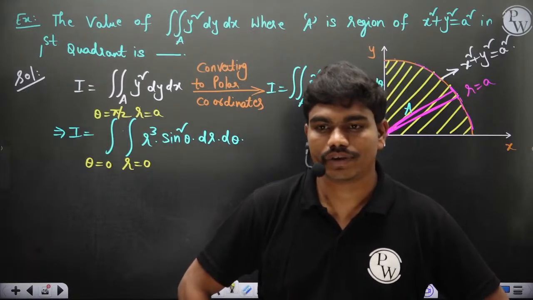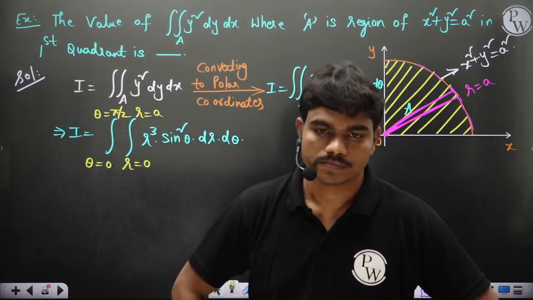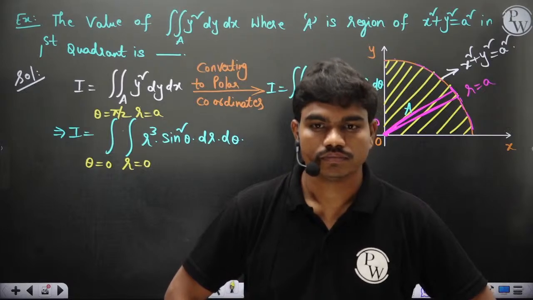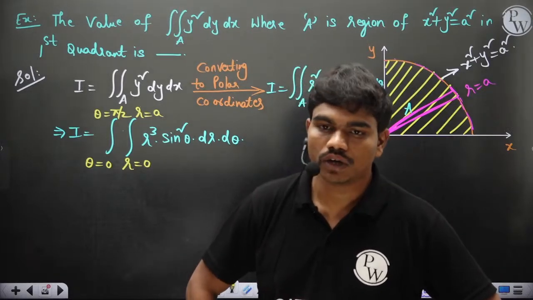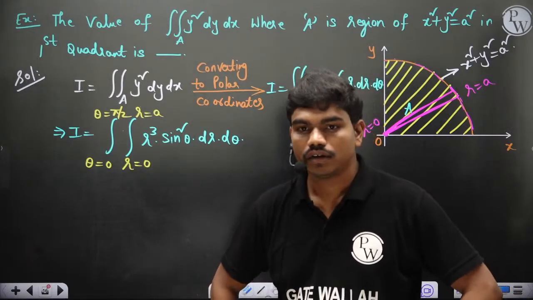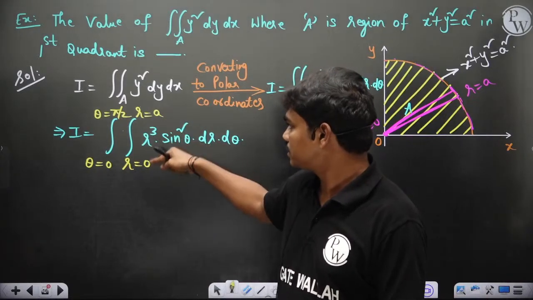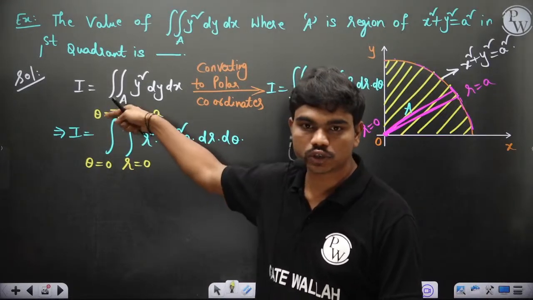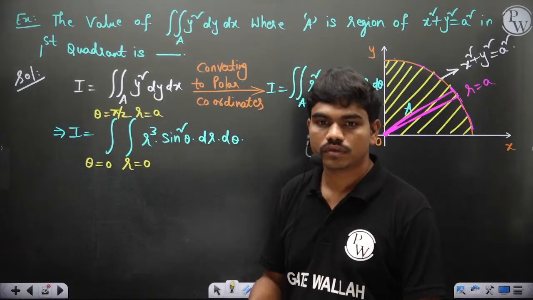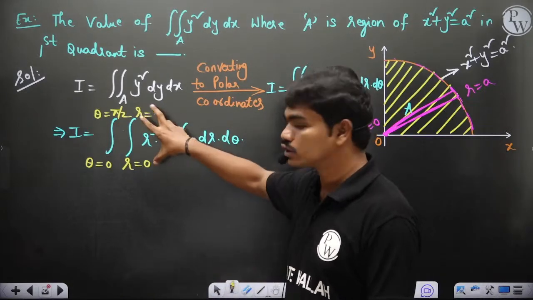So tell me quickly. Are they all constants or is there any variable? Theta is variable, r is also variable, right? But normally if you look at the limits, 0 to a, 0 to pi by 2, r and theta are variables, but I am asking about the limits on the integrations.